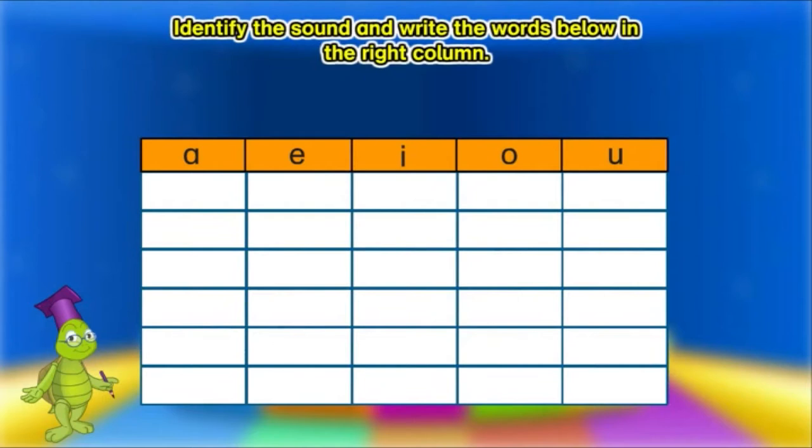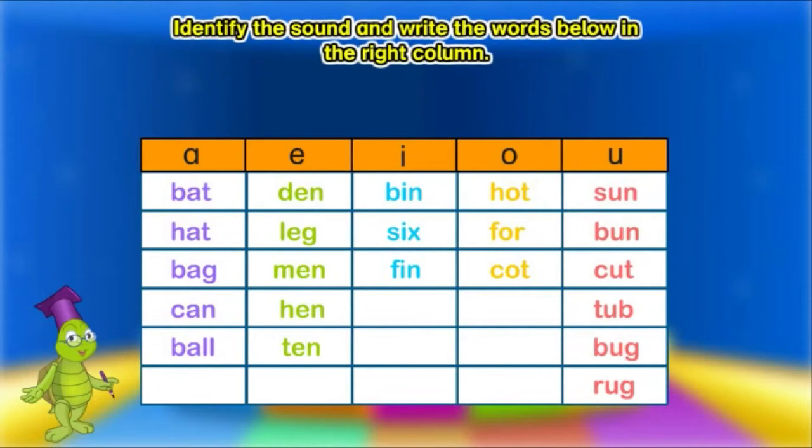Identify the sound and write the words below in the right column. B-A-T, bat. D-E-N, den. L-E-G, leg. B-I-N, bin. S-U-N, sun. H-A-T, hat. B-A-G, bag. B-U-N, bun. H-O-T, hot. C-U-T, cut. C-A-N, can.